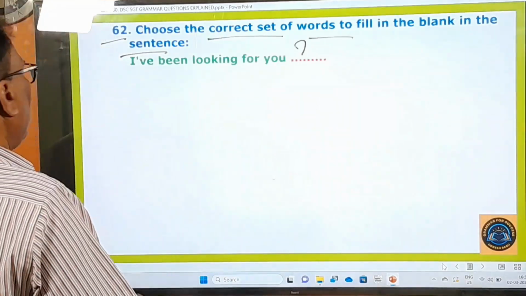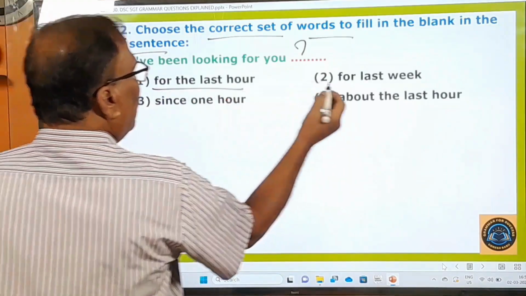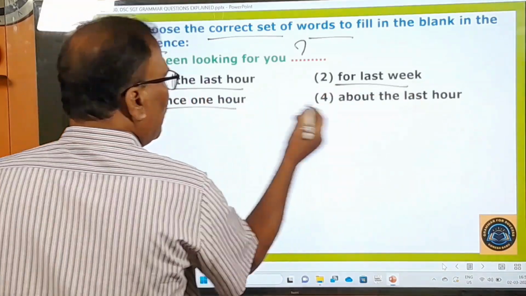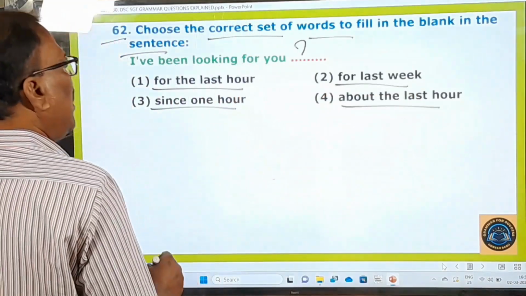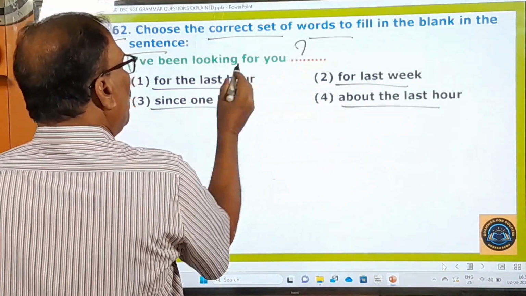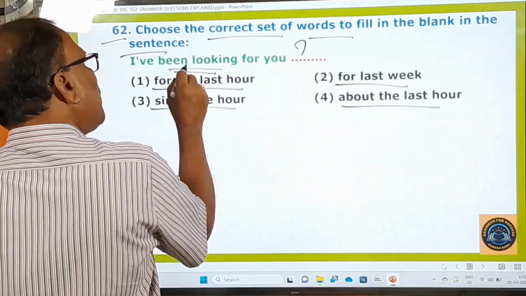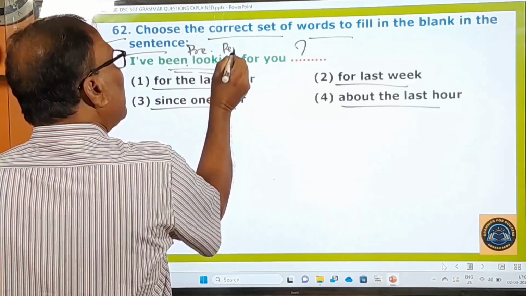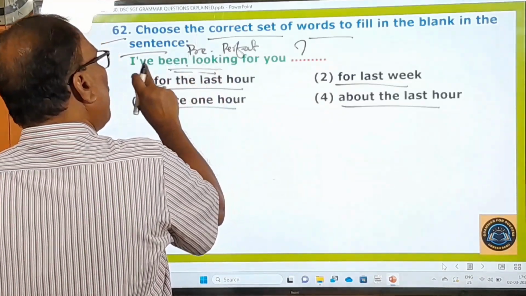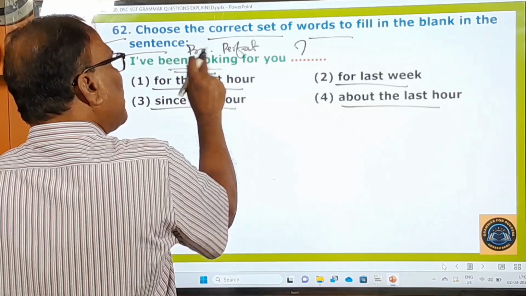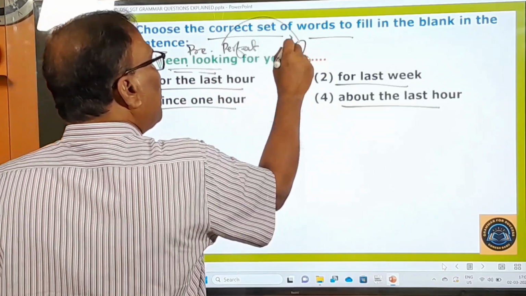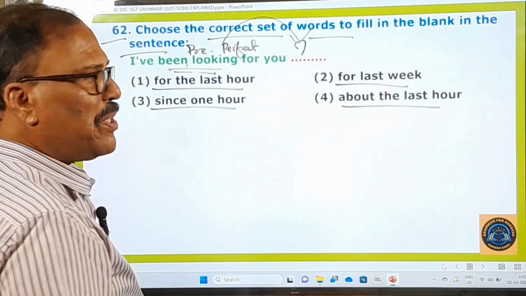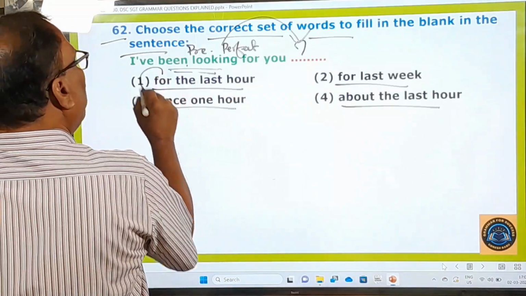What are the options given below? For the last hour, for last week, for since 1 hour, about the last hour. See here, to fill in this blank, you just look at this sentence. If you observe this sentence, you find that there is present perfect tense. I have been looking for you. That means present perfect tense is there. Whenever there is present perfect tense, here you look at the options: for the last 1 hour, for plus period of time.